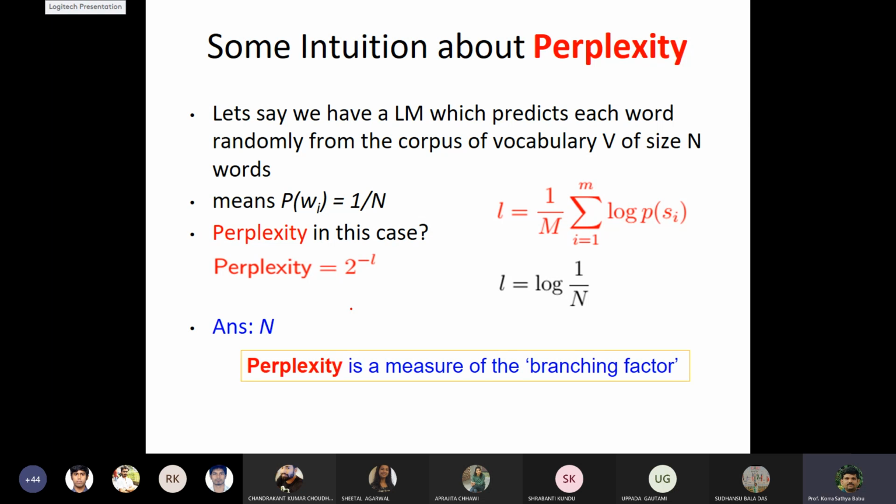One more thing we can say is that perplexity is a measure of the branching factor, or how many ways a word can be continued, or what confusion it can create. That is what is to be understood here.